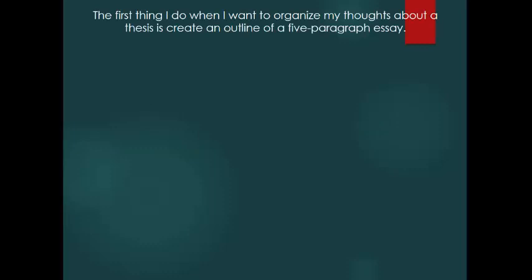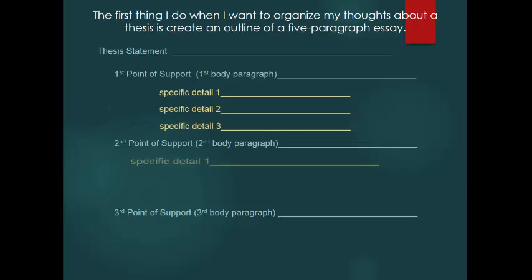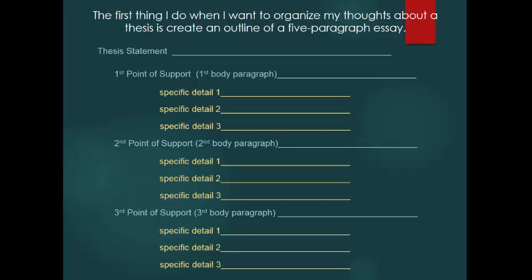In order to make an outline, the first thing I do when I want to organize my thoughts is create this 5-paragraph essay outline. You can see that it will include the thesis statement and then 3 points of support, and then below each point of support, we'll have specific details that support each point.